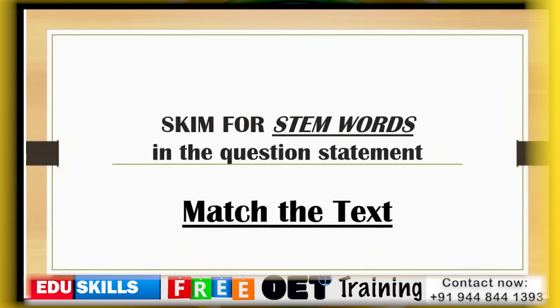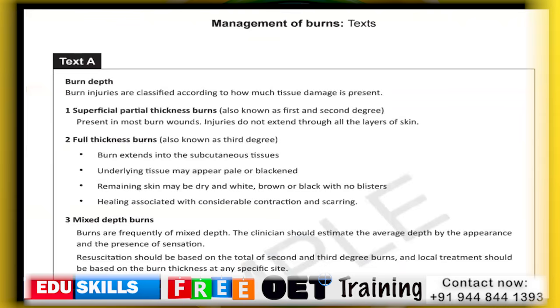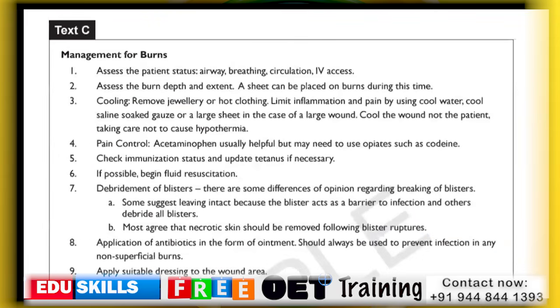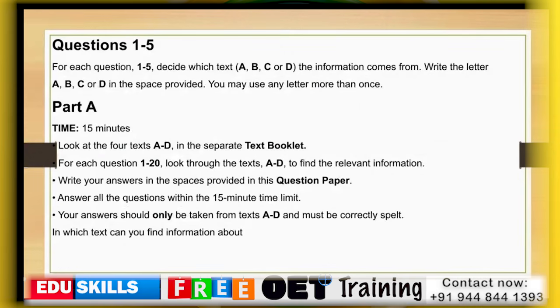When we talk about the texts, the topic will be one topic with different subheadings, so the texts will be interrelated, one after the other, each related to the paragraph. We are going to see questions 1 to 6. For each question, we have to mention the answer as A, B, C, or D, from which text we are going to select the answer.